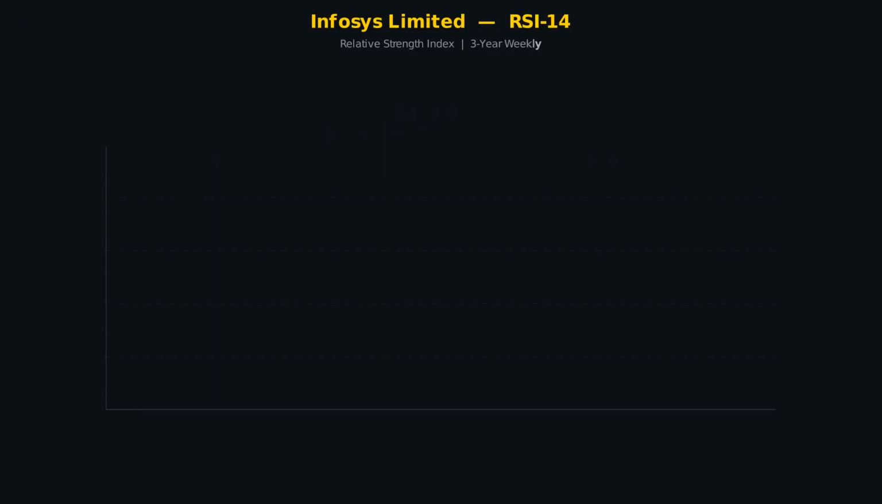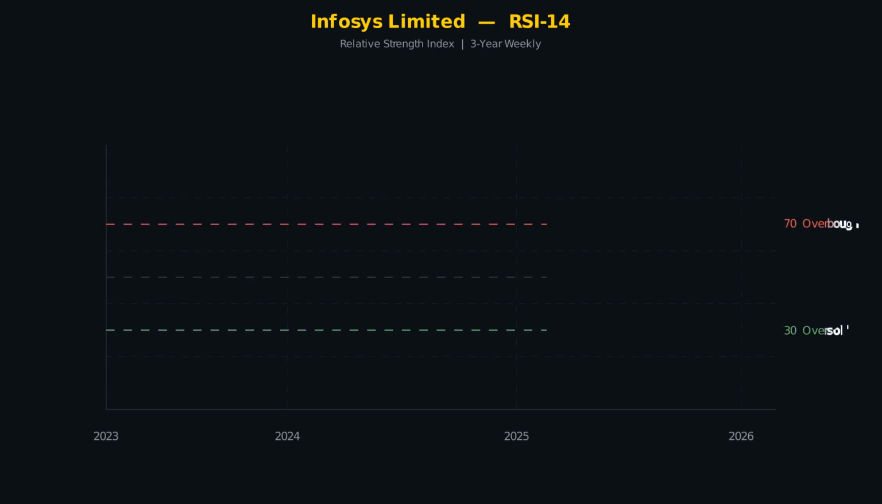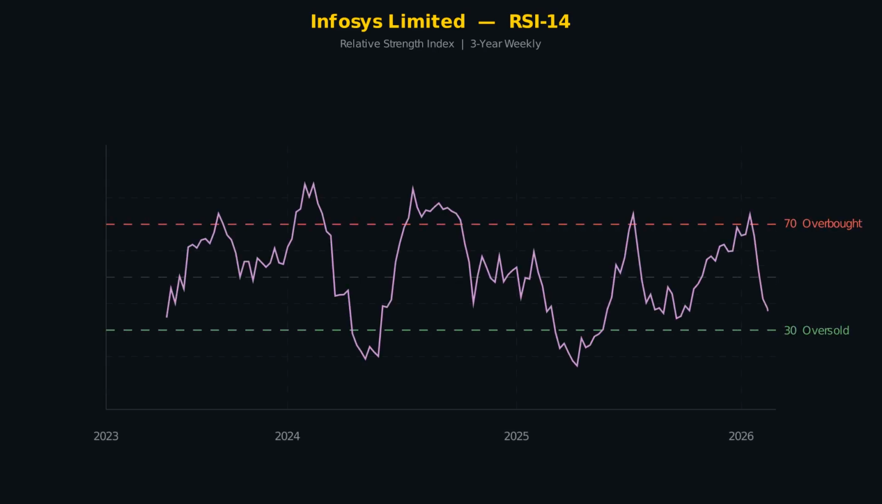Here is the RSI chart for Infosys Limited over 3 years. The red dashed line at 70 marks overbought. The green dashed line at 30 marks oversold. The current RSI reading is 30.6. RSI is in neutral territory. Momentum is balanced between buyers and sellers.